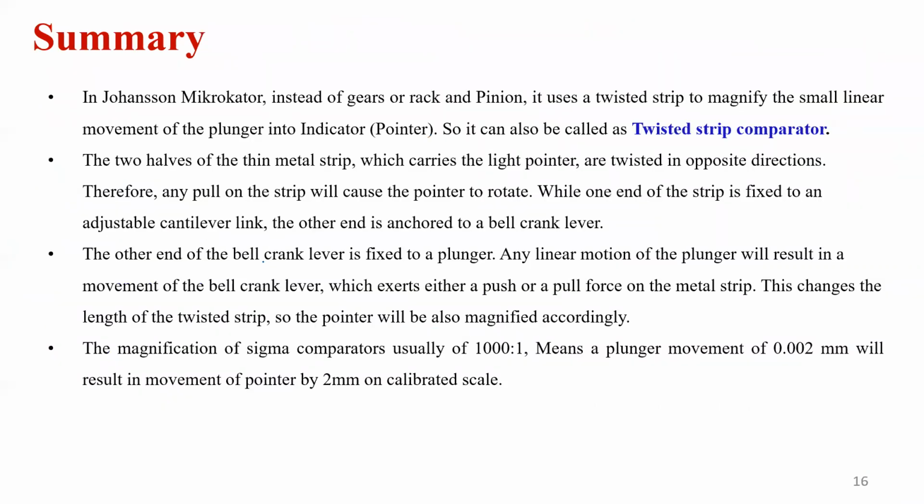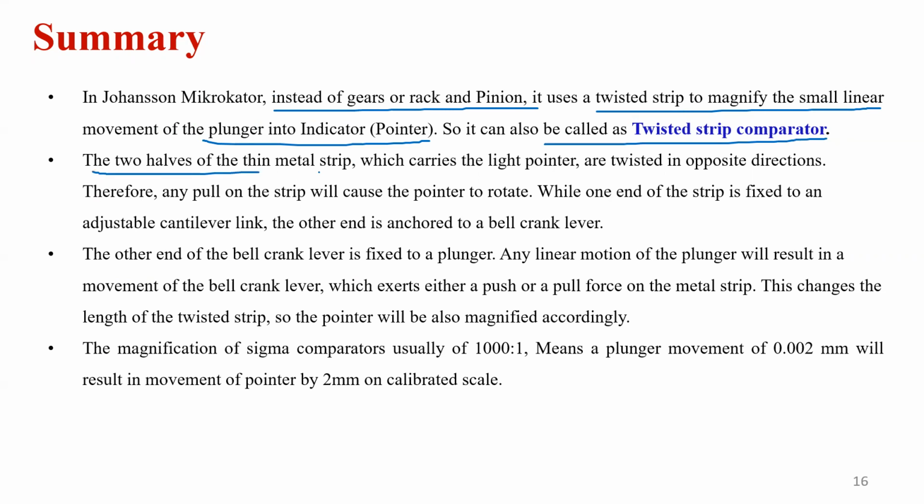So this is about today's class. In this we understood the working of the Johansson microcator. The Johansson microcator uses a twisted strip to magnify the small linear movement of the plunger into the pointer instead of gears, rack and pinion. So it is also called a twisted strip comparator.